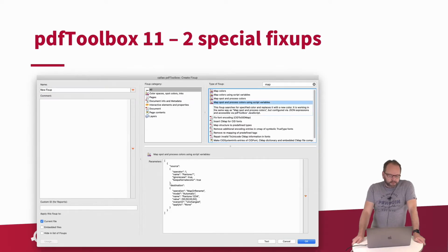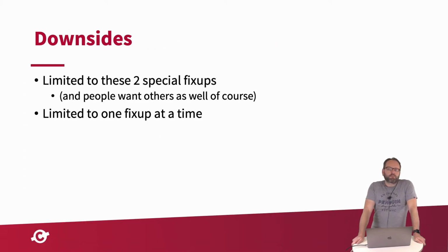The difficulty with that is that, well, you need lots and lots and lots of variables. So in pdfToolbox 11, two new fixups were added, one of which you can see on the screen now. And the idea there was that instead of having lots of UI and lots of variables, there was one edit window where you had a JSON expression. And that replaced the UI. So everything that normally you would specify in the UI, you would now put in this JSON expression. And then that JSON expression was controllable with a variable. There are still some problems with that.